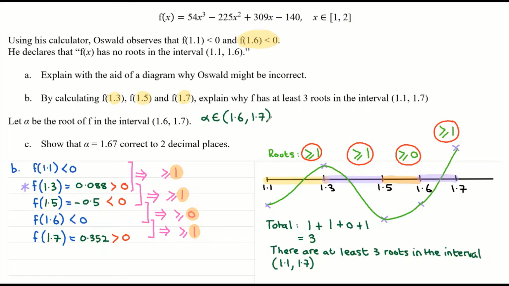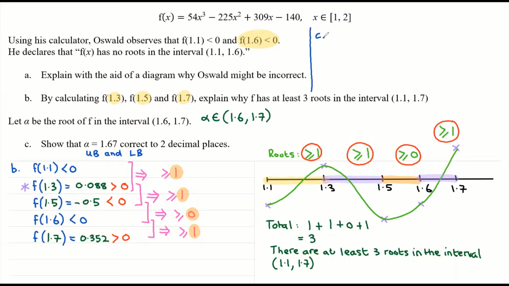Now, to show that alpha is indeed 1.67 correct to 2 decimal places, we can use bounds. You may have done this for GCSE. So we can use the upper bound and the lower bound. I'll just do this over on the right-hand side, up here. This is for part C. You can do this at the bottom of your page. You'll have plenty of room.